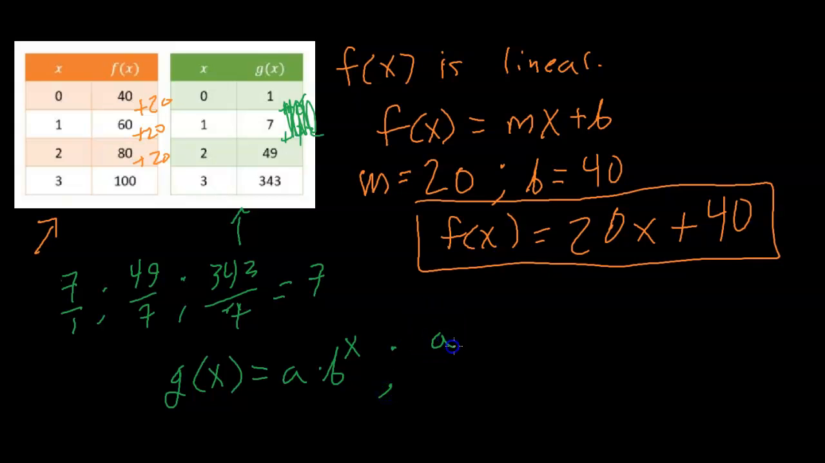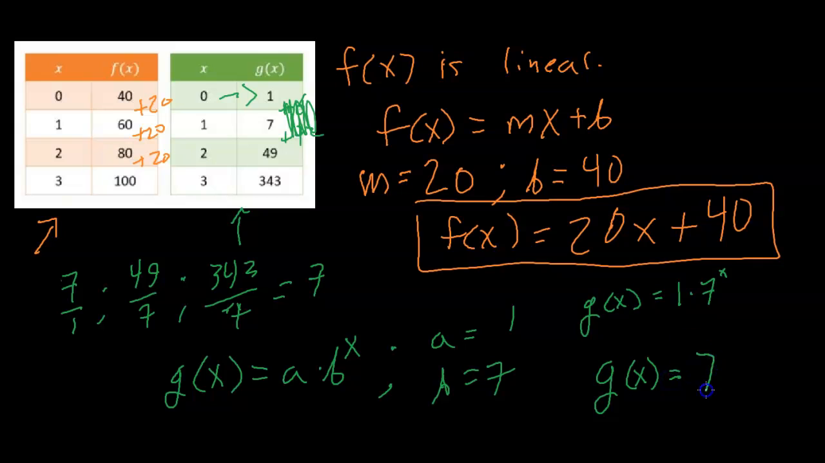Okay, so what's a? A is the initial value, or the value when x is equal to 0, which we see is positive 1, right? And what's b? The ratio? The ratio is positive 7, right? So we can write g of x is equal to 1 times 7 to the x power. Of course, if we're multiplying by 1, right, we often don't explicitly write that, right? So we can just say g is equal to 7 to the x power.